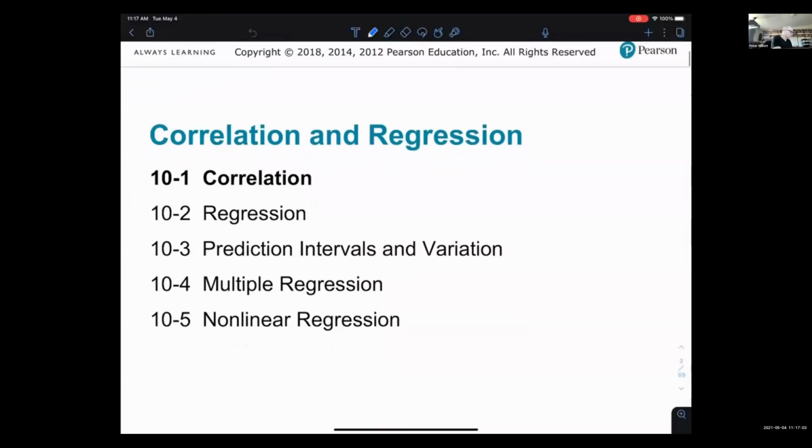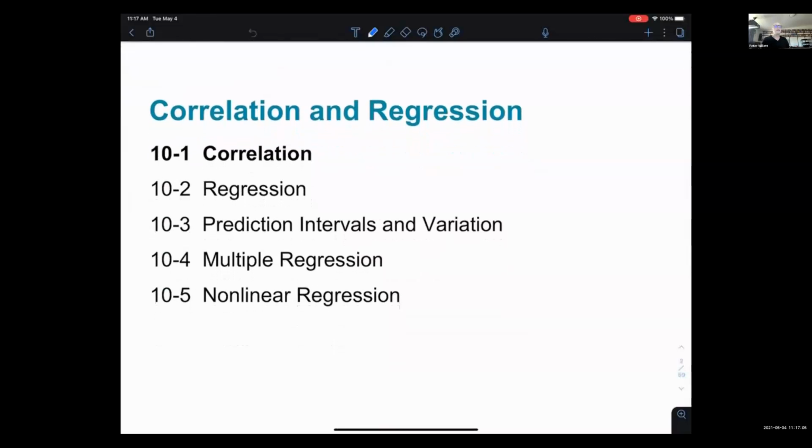There are 5 sections in chapter 10, but our class is only going to look at the first 2, and then we're going to move on to chapter 11. So sections 3, 4, and 5 will not be covered. They're not on any of the assignments, so we don't have to worry about them. 10.1 is about correlation, and 10.2 is about linear regression.